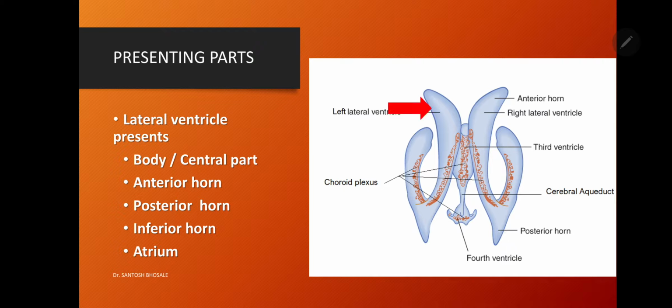We will see that. So that is the anterior horn, and that is the extent of the anterior horn. And next you see the body or central part, that is the extent. Then the posterior horn is the shortest, and the inferior horn is the longest. And here is the atrium, the junction between the posterior horn and inferior horn in each lateral ventricle.